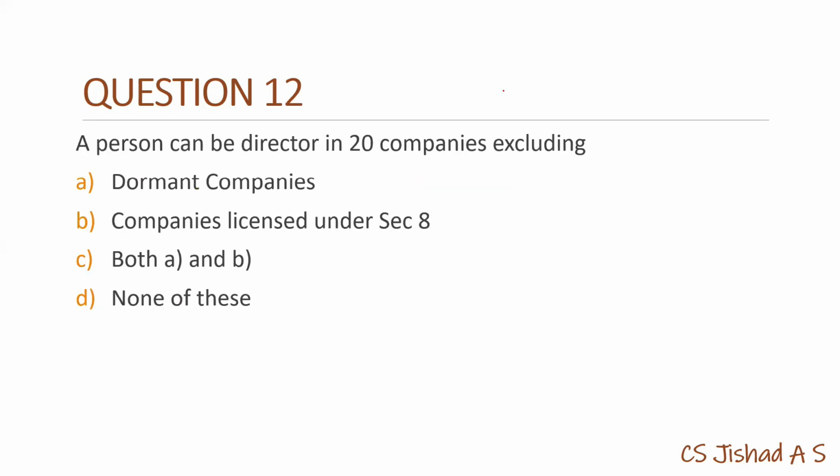Question number 12. A person can be director in 20 companies. So while computing the 20 companies, as per section 165 subsection 1, we will exclude dormant company and section 8 company. So our answer will be option C.